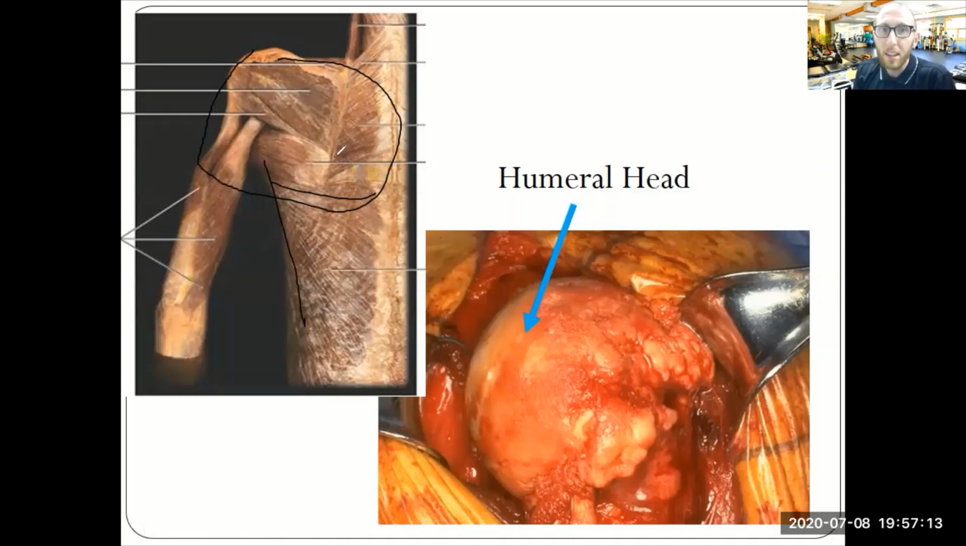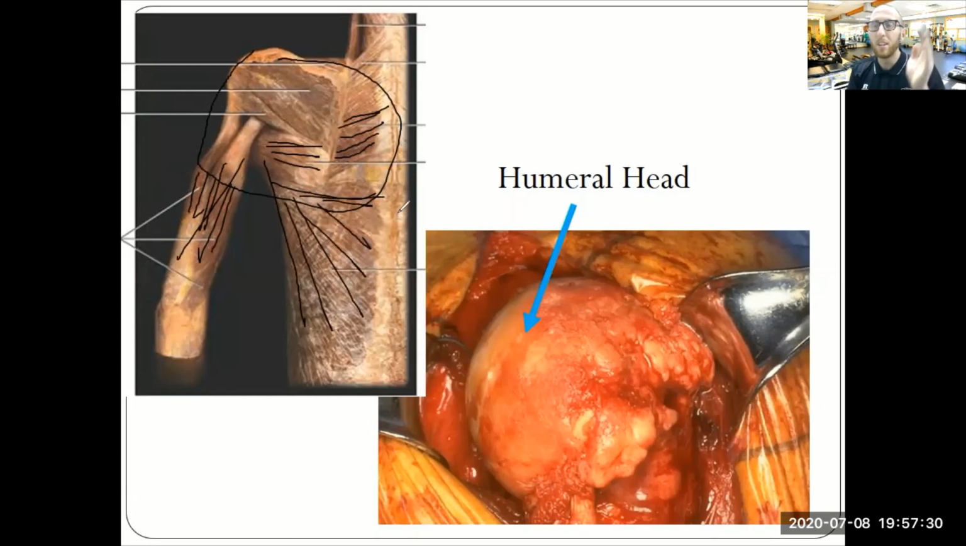Look for a couple things. Look for the striations of the muscle. You'll notice there's different muscle striations, and I'm just giving you an example of a few of these here, but notice the muscle fiber direction. That's going to be very important when we talk about how to strengthen these muscles.